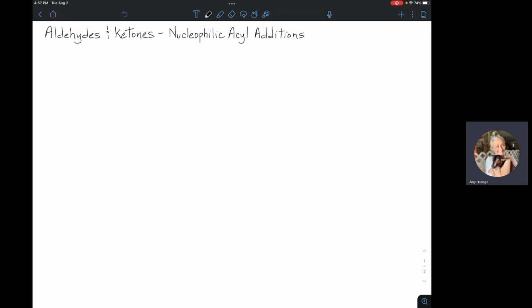So remember, aldehydes and ketones do not undergo nucleophilic acyl substitution reactions because there is no leaving group on an aldehyde or a ketone. You'd either have the hydride anion or you'd have some sort of carbanion. And those are not good leaving groups. They're too basic. So instead, we're going to react aldehydes and ketones with a variety of nucleophiles that are simply going to add to the carbonyl carbon.